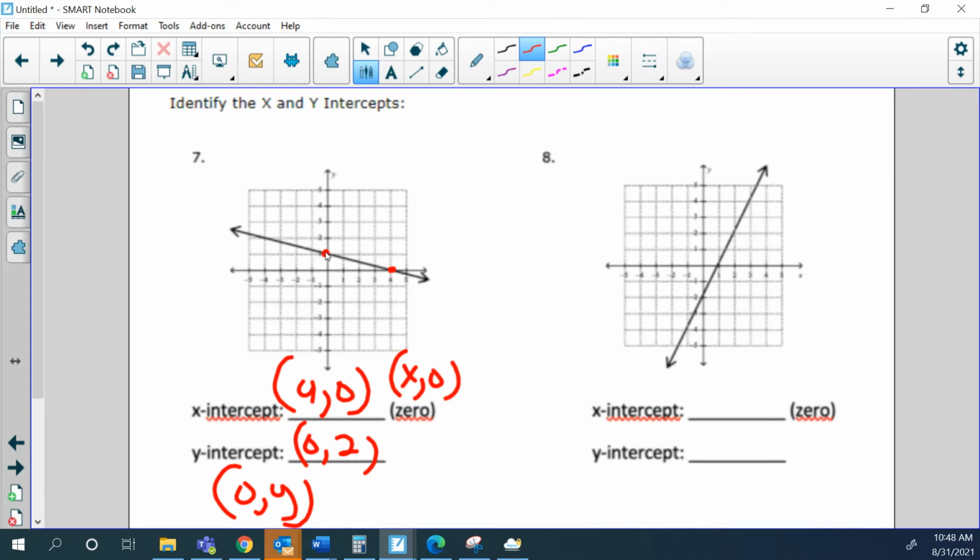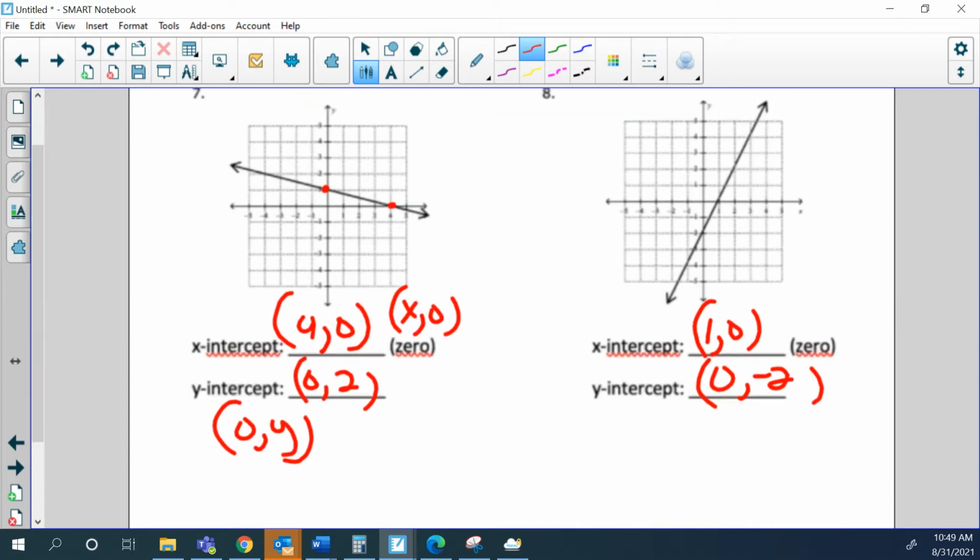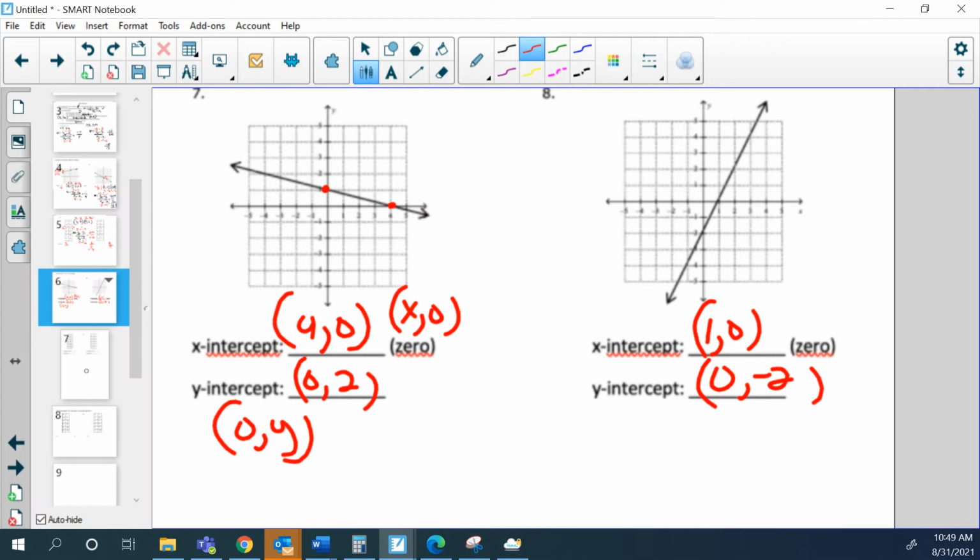For this one, my x intercept is 1, comma 0, and my y intercept is 0, comma negative 2. All right. Okay, that's it. Let's move on to the next one.